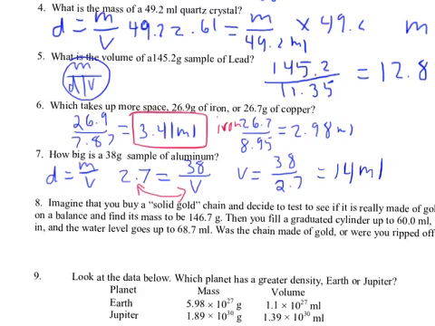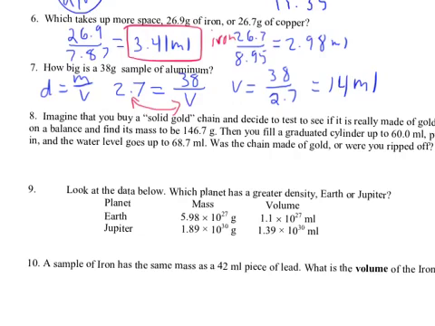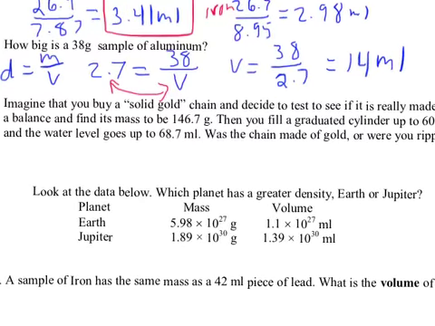Alright, let's try number 8. Let's move up and look at number 8. Was the chain made of gold? In other words, I have to know what the density is. This is getting down to, do you know how to calculate the density of an object based on these variables here? Well, to find density, I have to say density equals mass over volume.